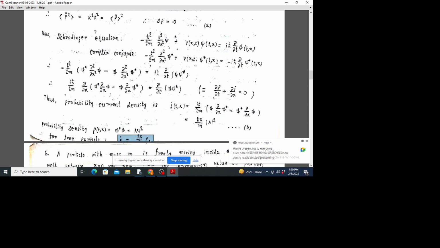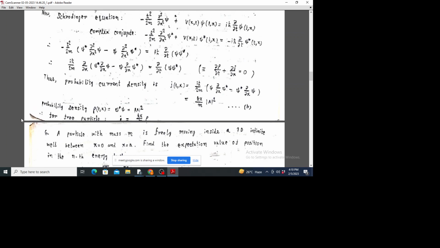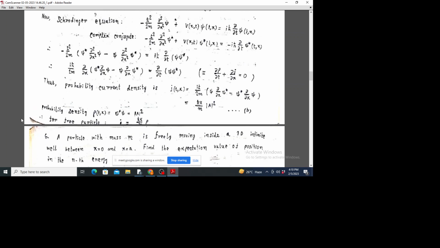I think this relation is also familiar: the relation between charge density and current density, J is equal to rho V. Well, this straightforward interpretation is for a free particle only. That is not valid for, say, a simple harmonic oscillator.